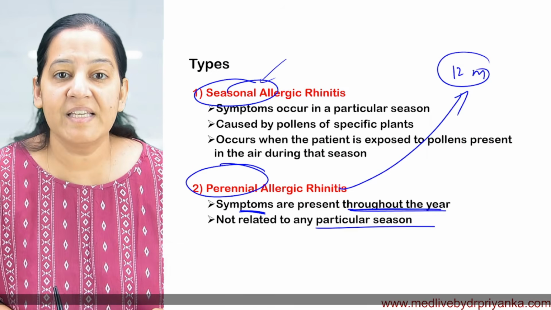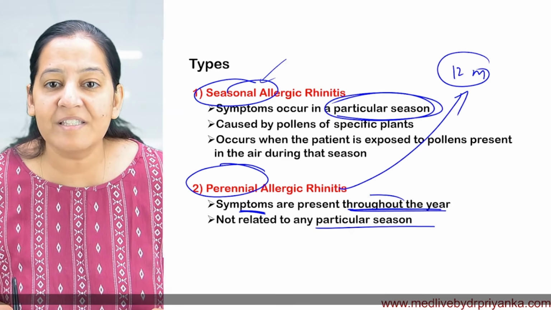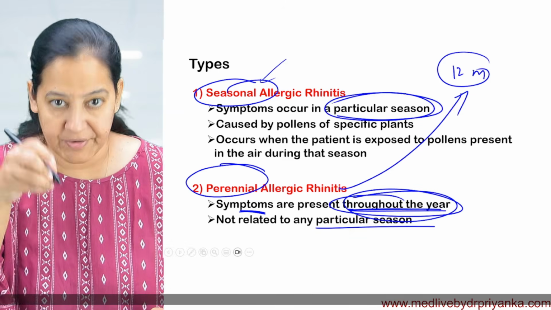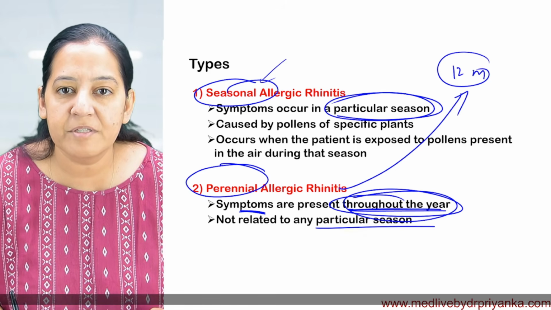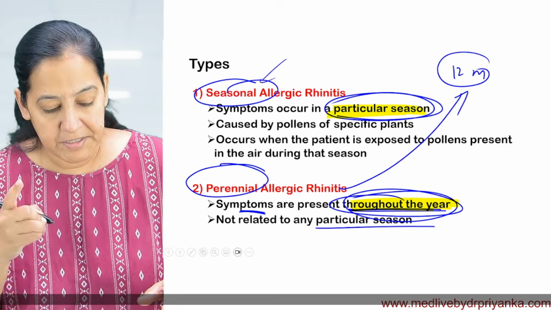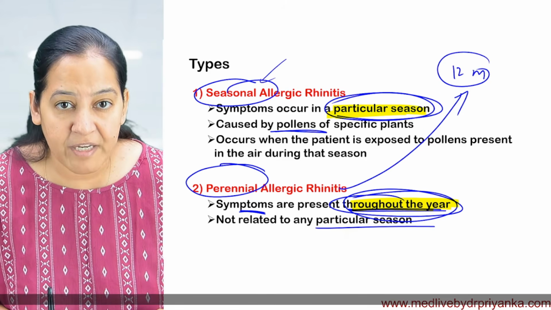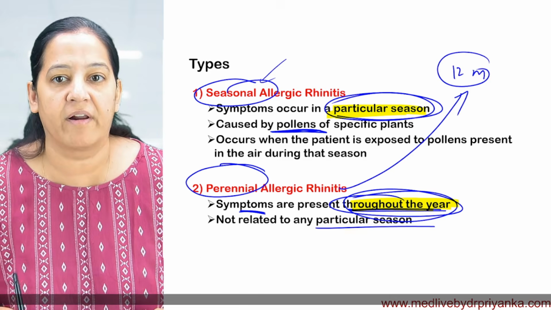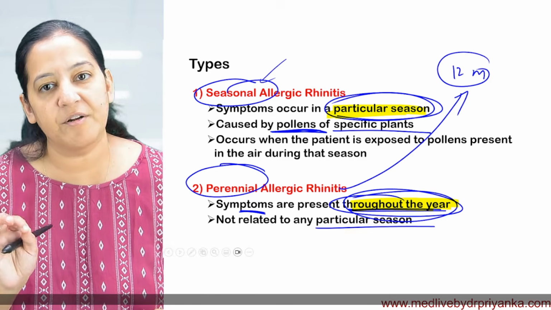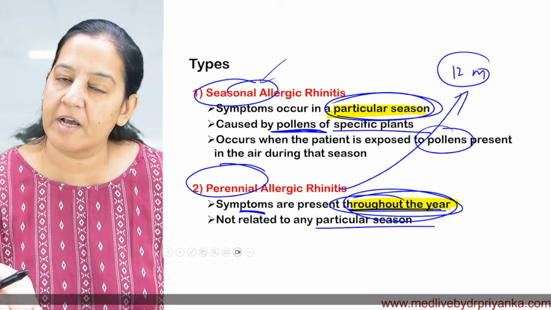Got it? So seasonal, here the symptoms come in a particular season, and the perennial, the symptoms are throughout the year. Compare. Here the symptoms are in a particular season, and here the symptoms are throughout the year. Seasonal versus perennial. Why is it seasonal? Because pollen grains of a particular flower of a particular plant are present in a particular season. When the person is exposed to that particular pollen grain, the symptoms will come in that season.